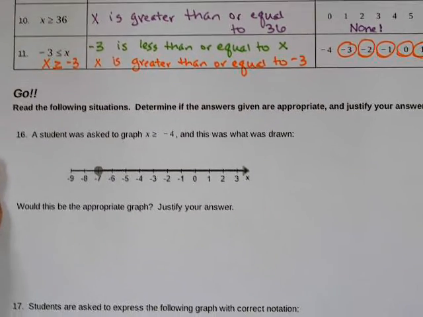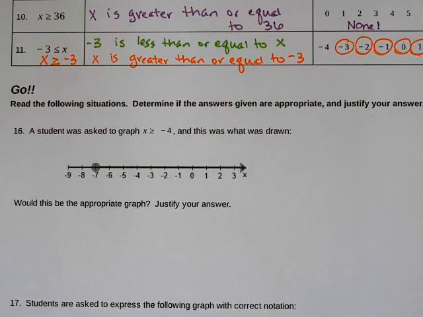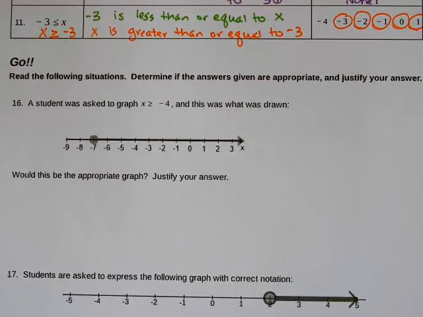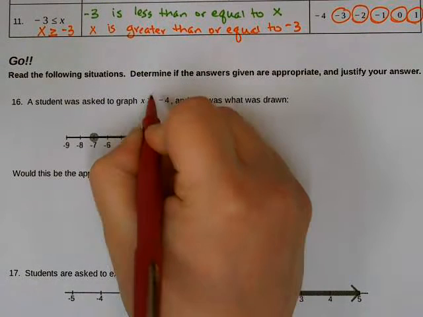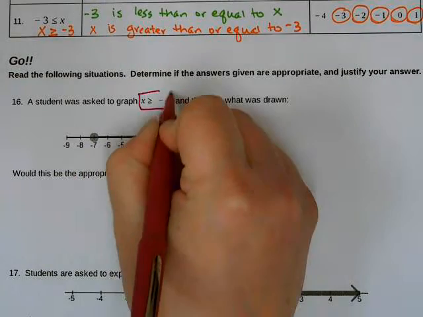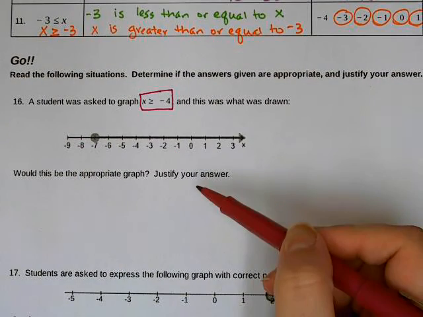All right, on to the go. So read the following situations, determine if the answers are appropriate, and justify your answer. So we did do these together in class, but I'm going to do them in the video as well because they're hard to understand, and so maybe hearing them a second time might be a good idea. So a student was asked to graph x is greater than or equal to -4, and this was what was drawn. Would this graph be appropriate?